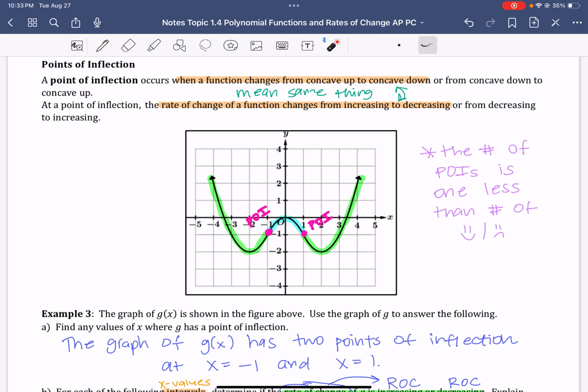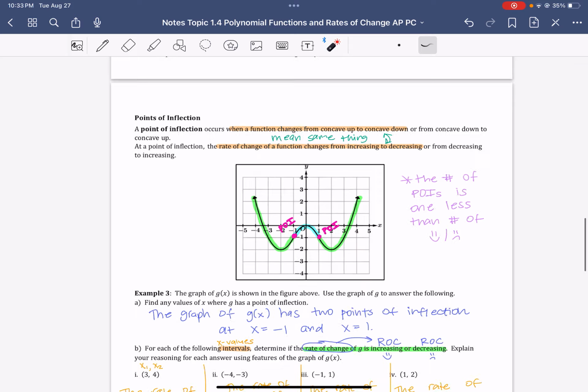Okay, so here we had 1, 2, 3 smiley faces and frowny faces, so 1 less than that would be 2 points of inflection. So if you have 2 points of inflection, you'll have 3 different changes and so on and so forth. Like, let's say this part of the graph wasn't there and we only had a smiley face and a frowny face, that's 2 changes, so there's only 1 point of inflection.